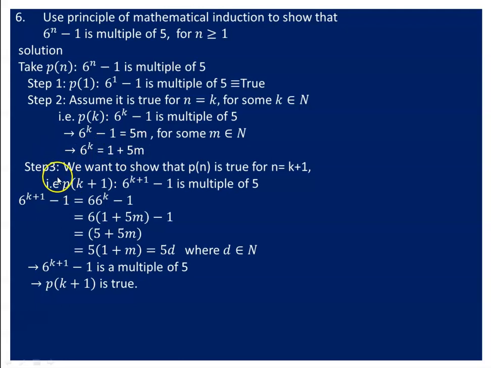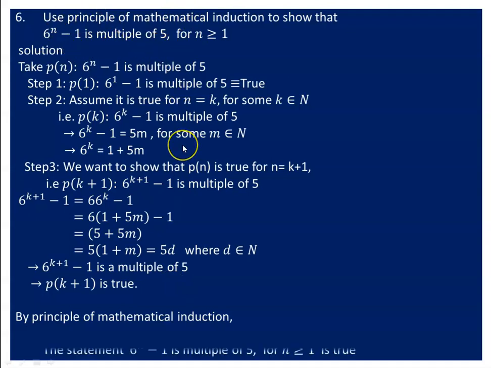Now we come to step 3, and in step 3 we have arrived here, and we tried to understand that P of k plus 1 is true. So if all these three conditions are satisfied, according to the principle of mathematical induction, the statement written over here, 6 to the power of n minus 1 is a multiple of 5, holds true for whatever natural number n you may take. This is how you can apply the principle of mathematical induction, okay?